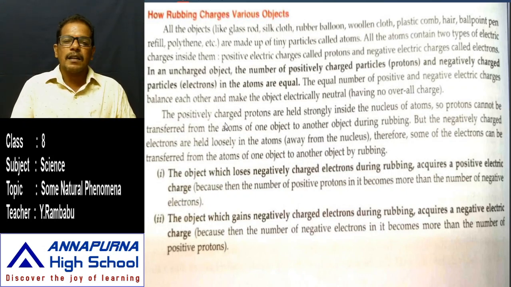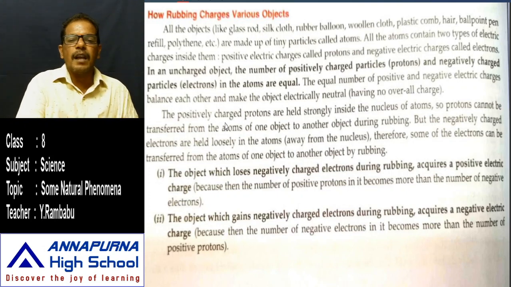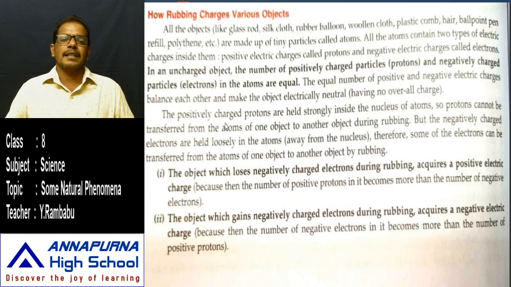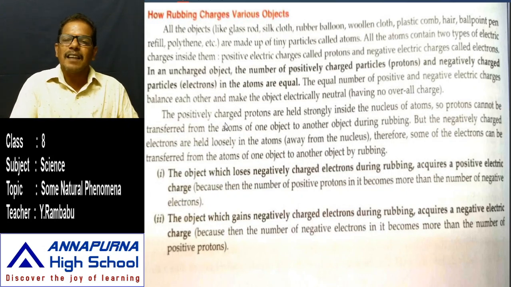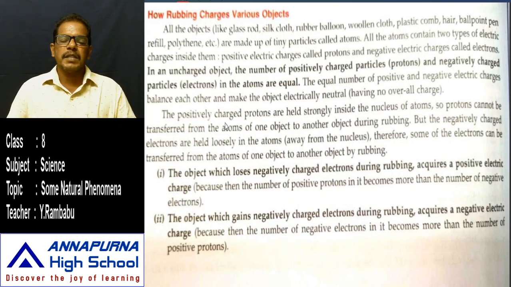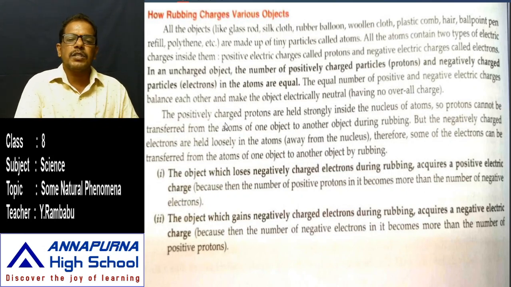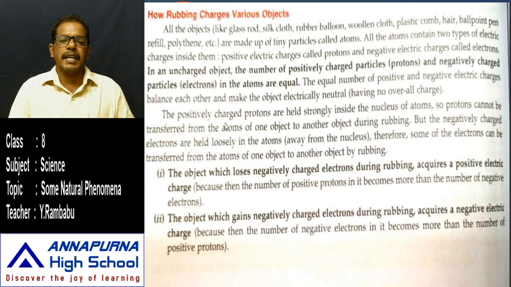These electrons are transferred from the surface of the glass rod to the silk cloth. That means in this case, the glass rod loses electrons. At first, the number of positively charged particles and negatively charged particles are equal, but it loses some electrons, meaning some negatively charged particles are lost. Then its net charge is positive. That's why the glass rod acquires positive charge.